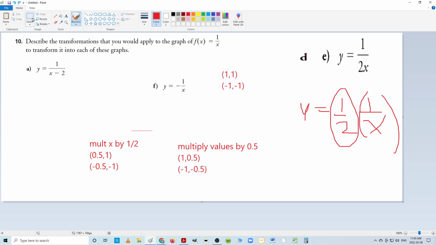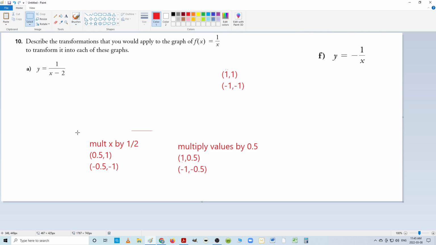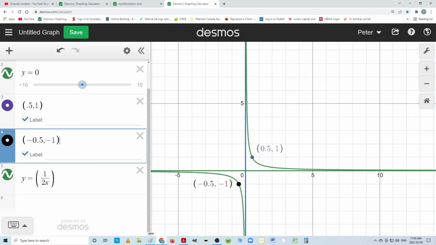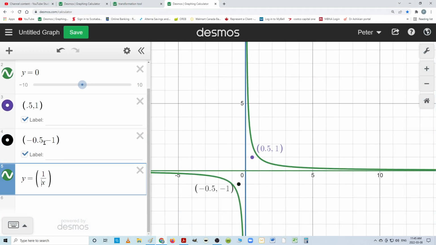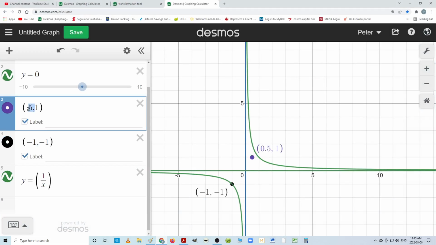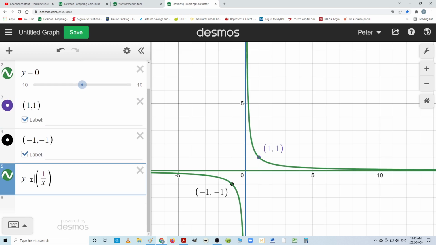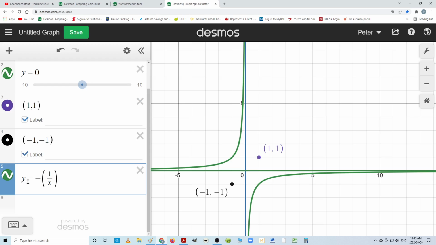And finally, this last one, this minus sign, and here's another prime example, is written outside the fraction, so we can consider it a y transformation, so it's a reflection in the x-axis. But I want you to notice that even when it's a reflection in a y-axis, even when it's a reflection on the y-axis, it'll look the same. Here's a reflection in the x-axis, which means I have to multiply all my y values by -1.